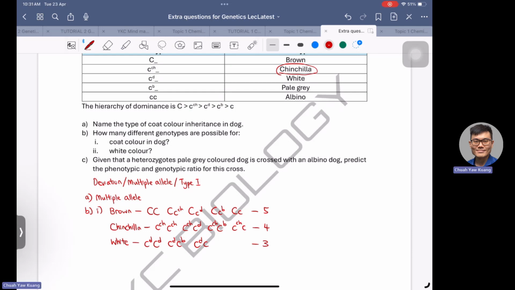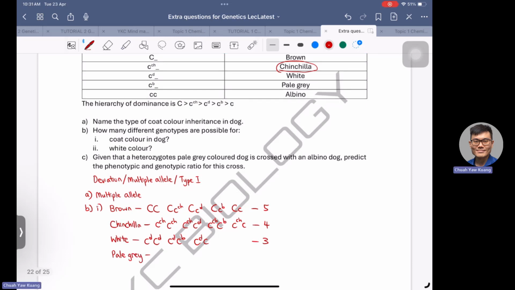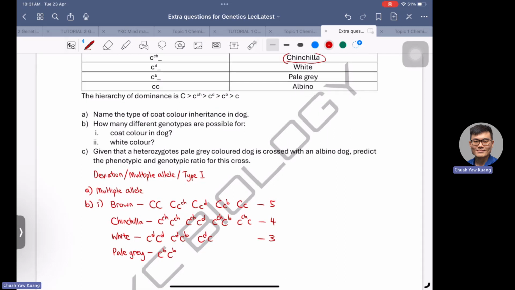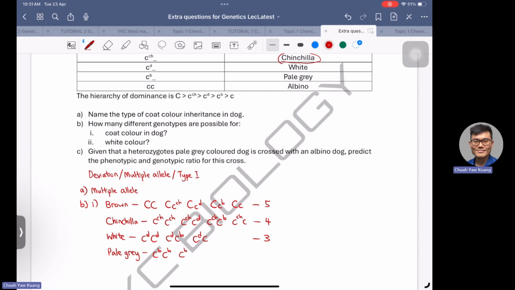And then for pale gray. So pale gray, it will be CB paired with themselves, or paired with those that are at the bottom of the hierarchy. So CBC. Okay, so there are 2 types to produce the pale gray.